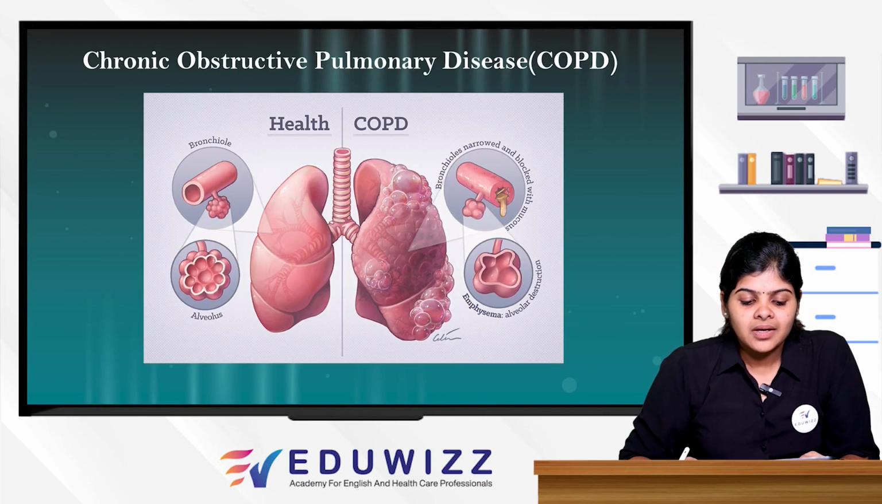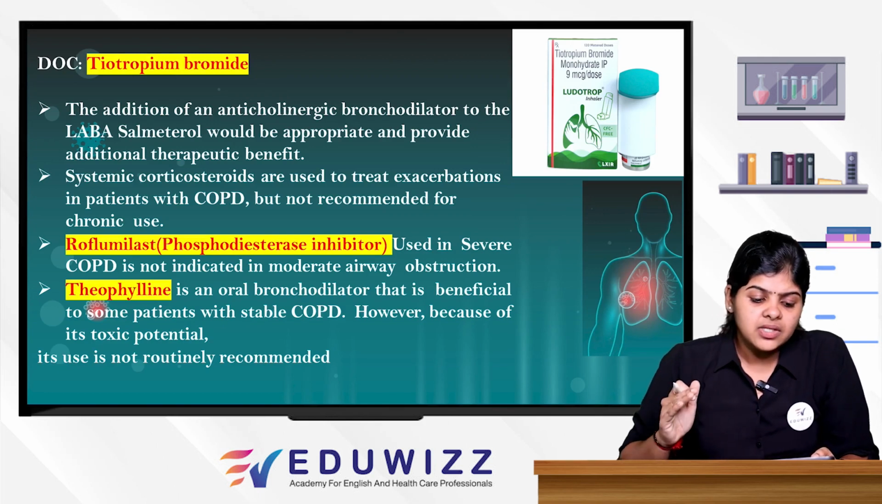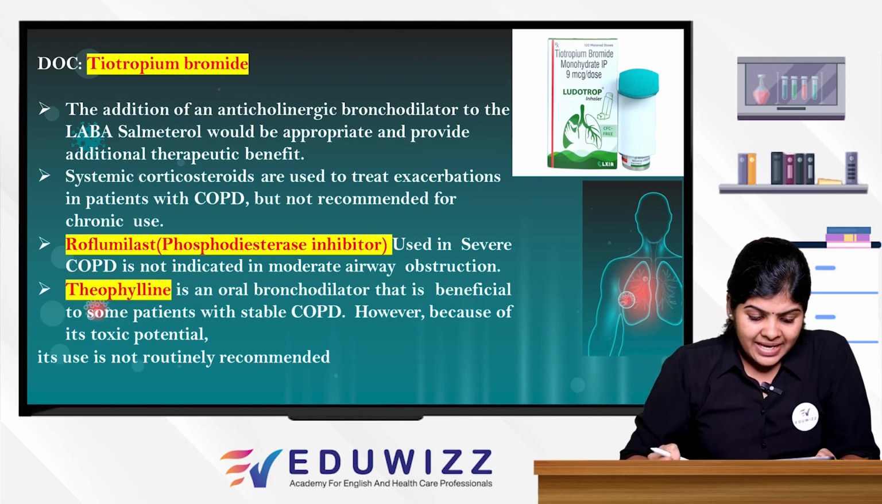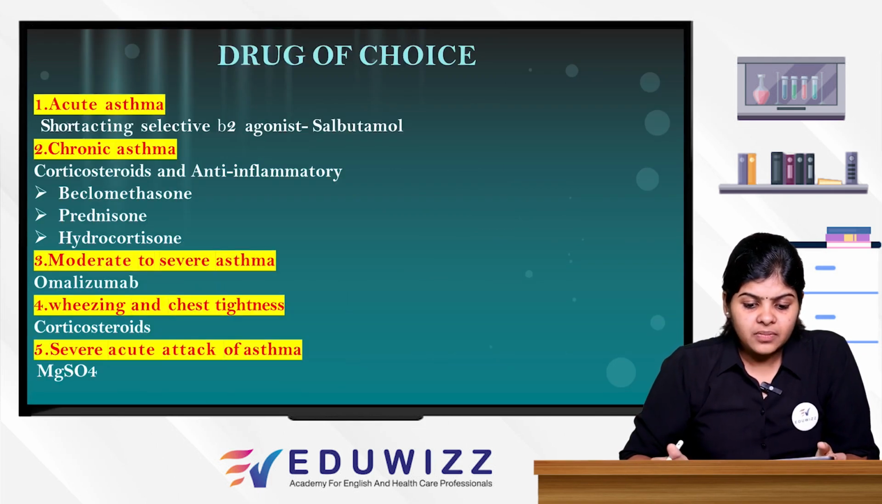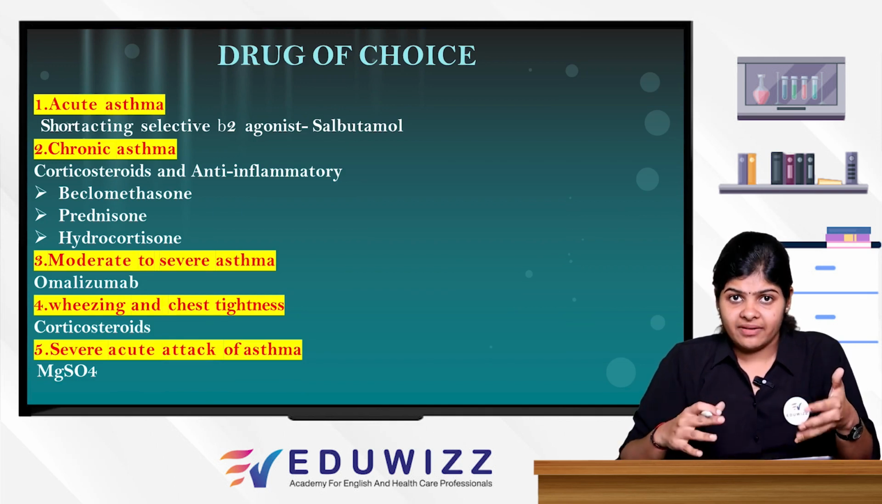So, okay. And the last disease condition is chronic obstructive pulmonary disease. We can see only the drugs. Okay, so the drugs of choice are tiotropium bromide, roflumilast, and theophylline. So this is a brief summary about the drugs which are used in the respiratory system.